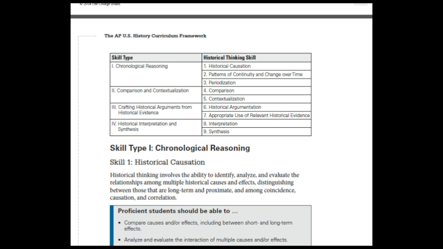You will be practicing these 9 skills throughout the school year. Some of them will be easier and some of them will be more difficult for you, but they are very important skills to practice so that you can think like a historian.